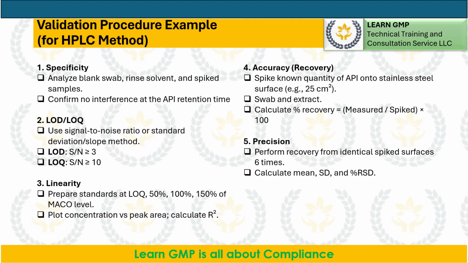3. Linearity. Prepare standards at LOQ, 50%, 100%, and 150% of the MACO level. Plot concentration versus peak area. Calculate R², the correlation coefficient. 4. Accuracy, recovery. Spike a known quantity of API onto a stainless steel surface, for example, 25 square centimeters. Swab and extract. Calculate % recovery equals measured/spiked times 100. 5. Precision. Perform recovery from identical spiked surfaces 6 times. Calculate mean, SD, and % RSD.